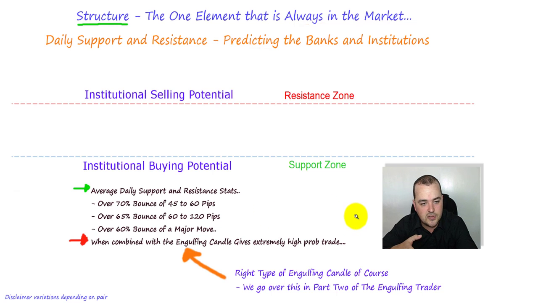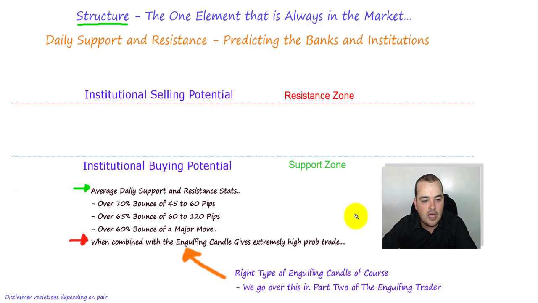Let's go over a bit of the stats for a moment. Okay, this is going off the daily charts. So I'm giving you some rough stats which you can work with. It's just going to give you a little bit of edge, a little bit of understanding of what to expect when price gets to these points, once you've drawn them in properly, which we'll go over in a moment. Okay, first off, there'll be over 70% bounce of 45 to 60 pips at a strong recognized daily support and resistance zone. Okay, that's just the initial bounce.